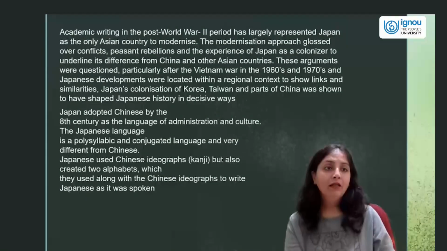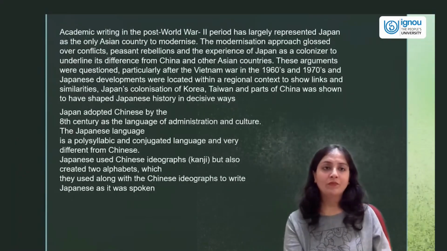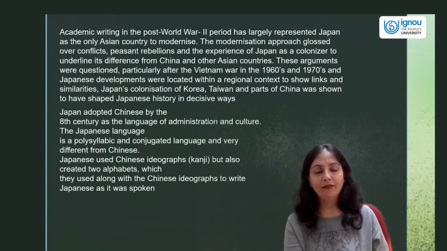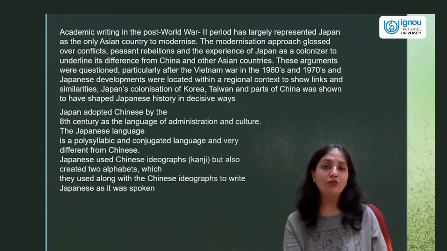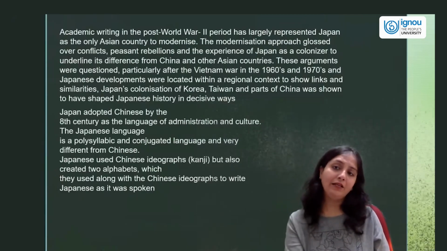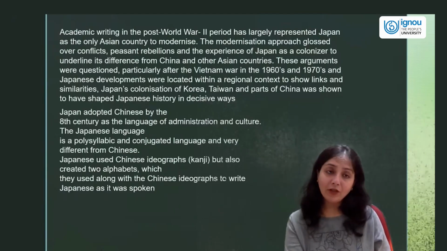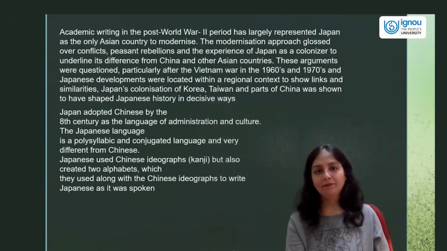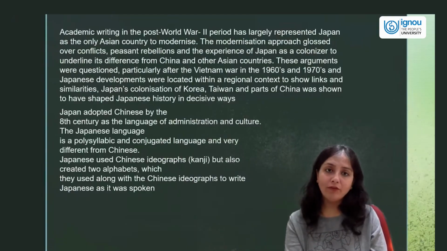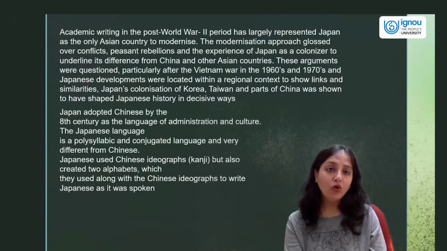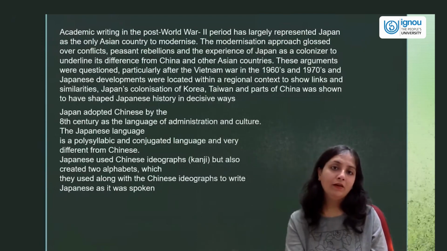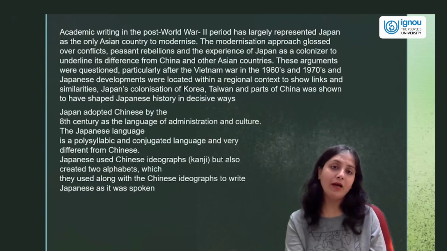Next one is about academic writing, how we came to know about the history of Japan. Academic writing in the post-war period, meaning after World War II, has largely represented Japan as the only Asian country to modernize. You have heard how World War II finished with the bombing of Hiroshima and Nagasaki.